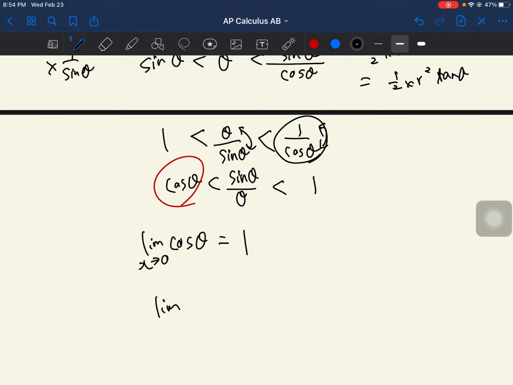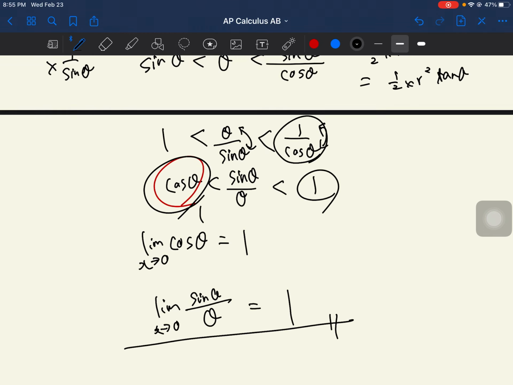So this means by the squeezing theorem, the limit as x approaches 0 of sine theta over theta is going to be 1, because this one is 1 and this one is 1. So yeah, you can use the squeezing theorem now. That's how you can prove it. For the next video, I will explain how to use this one. That's it.